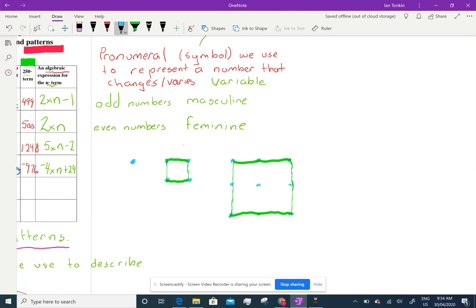And then if I did the next one, I'd get 4 lots of 4, which is 16. Now, once you see this diagrammatically, maybe you might be able to understand how you're going to be able to get a formula. But I'm going to come back to that.